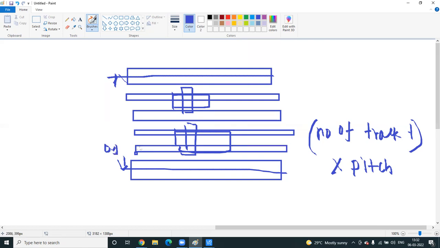0.1. Pitch means the center to center distance between two adjacent metals. That is the center point. So you can define pitch as the distance between the middle points of two adjacent metals. Middle point or center point, you can say. So this is the center point, this is the center point. What is the distance? Let us assume the distance is 0.2. This is 0.2, and the metal width is 0.1.